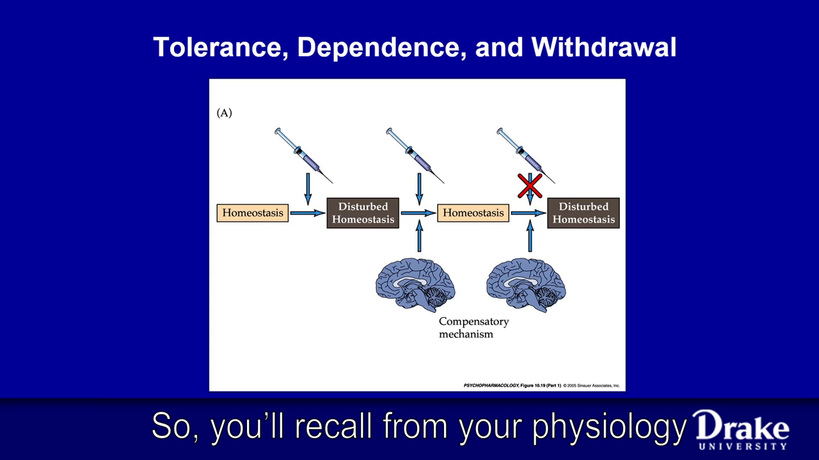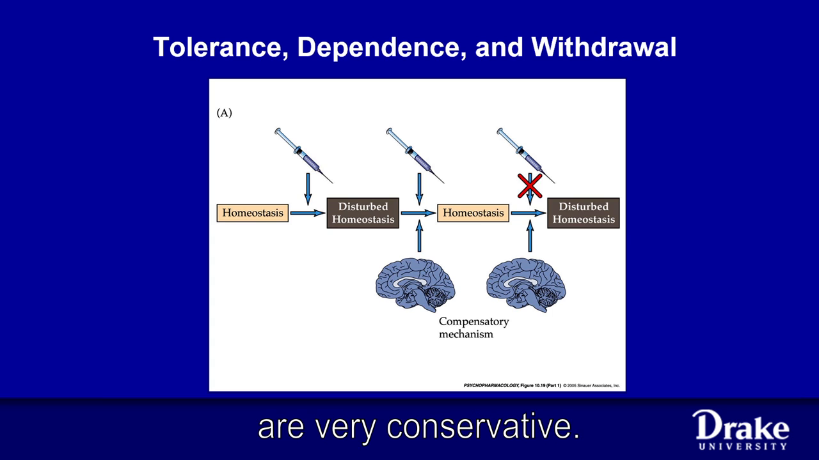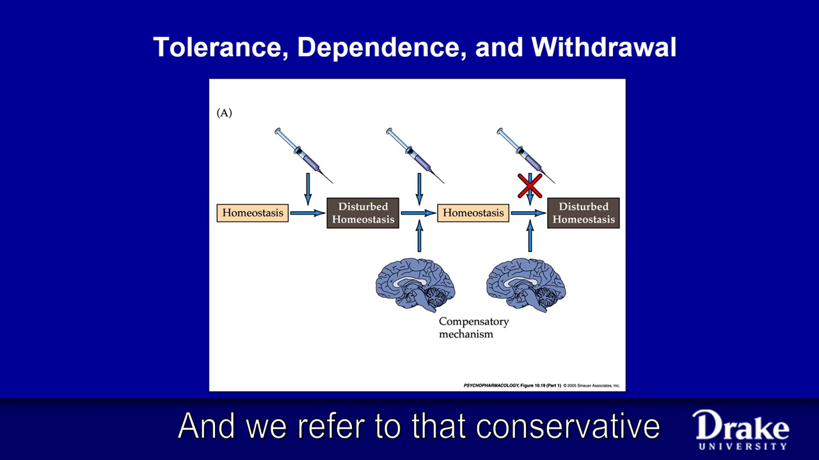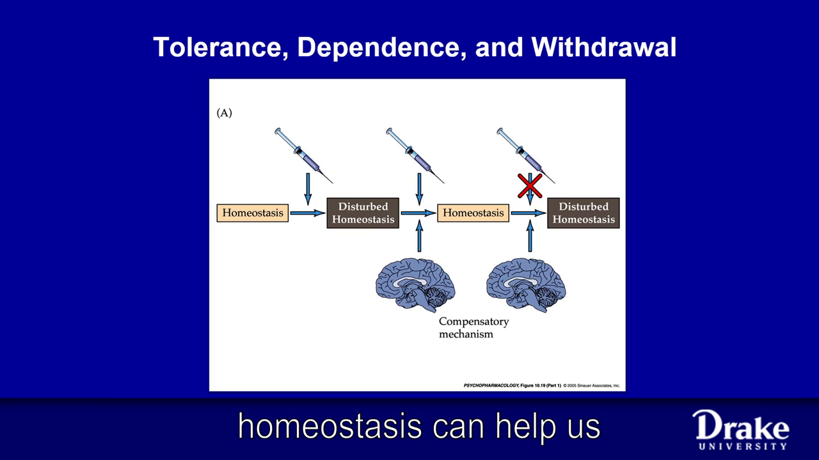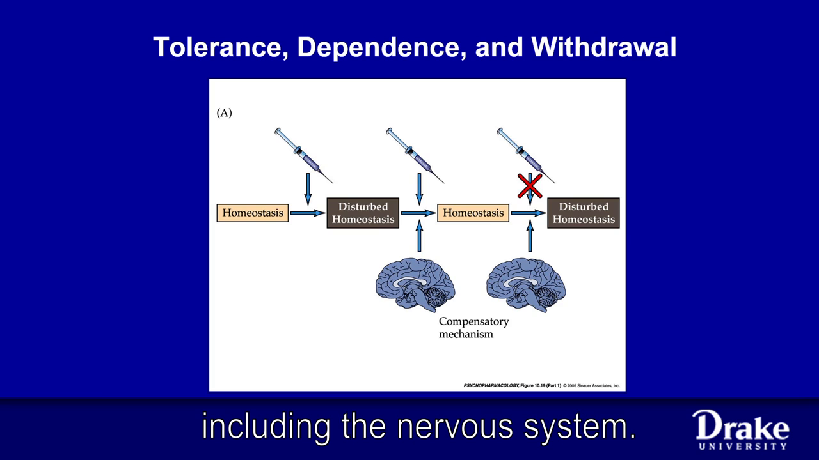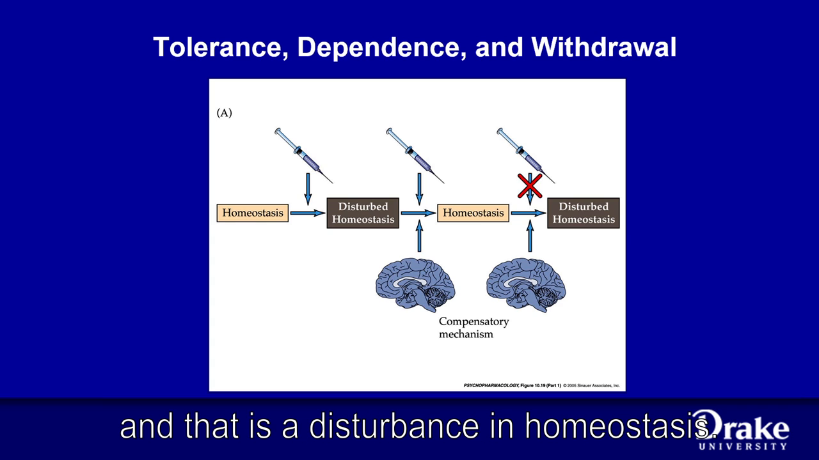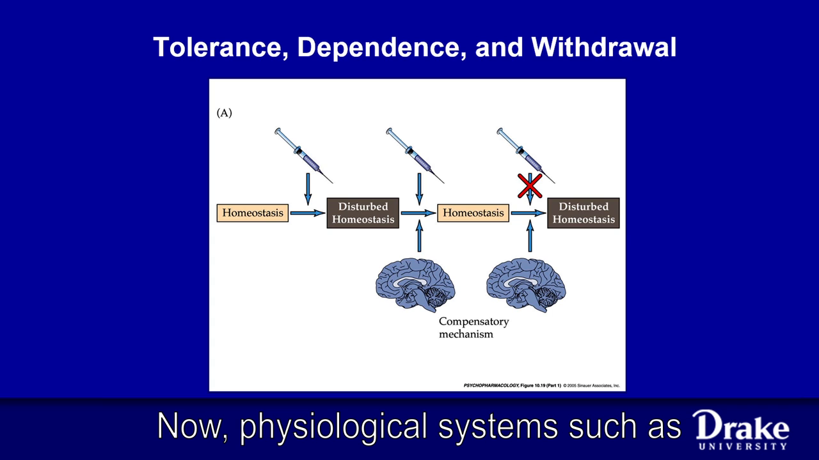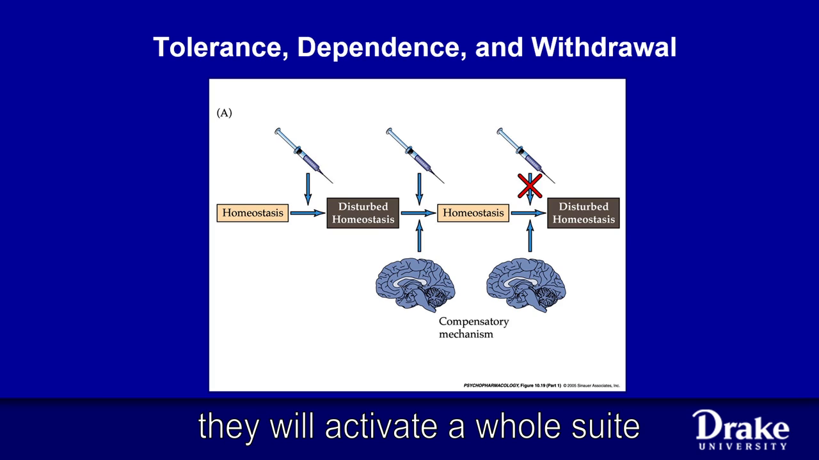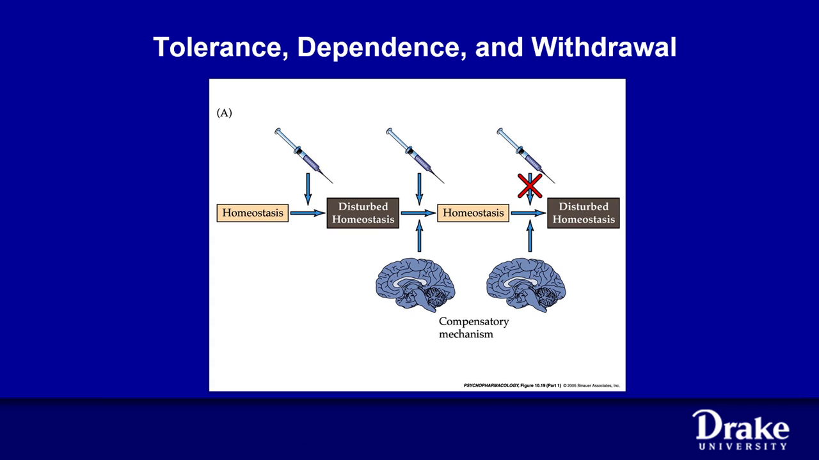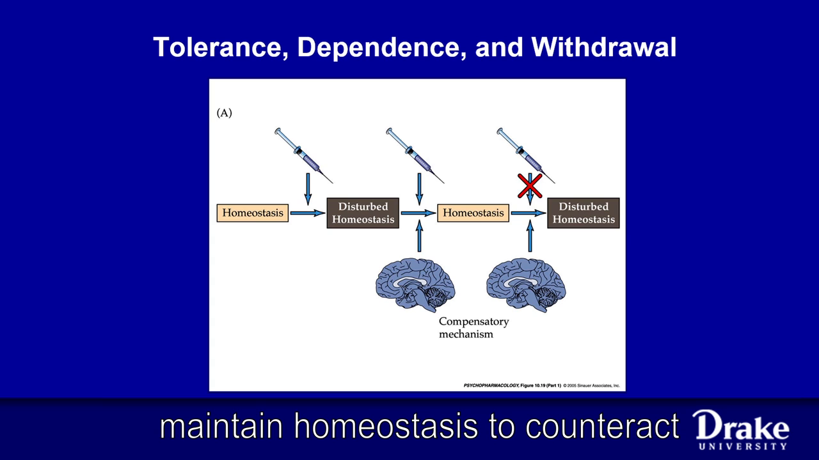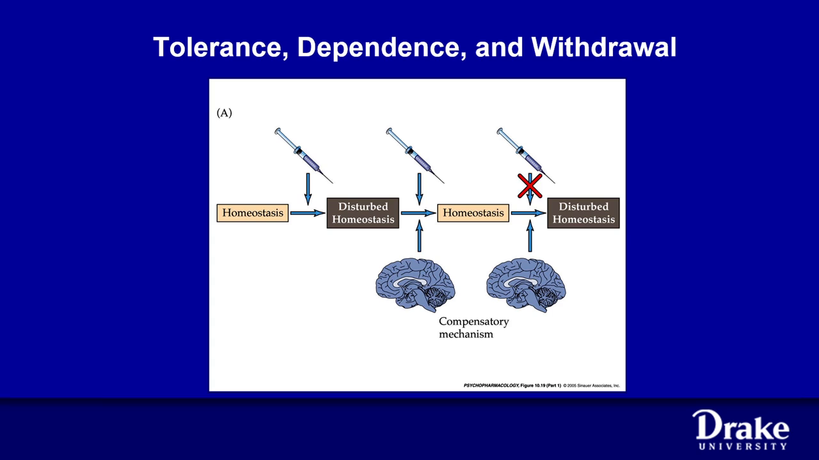So you'll recall from your physiology that physiological systems are very conservative, right? They don't like change. And we refer to that conservative nature in physiological systems as the maintenance of homeostasis. So this idea of homeostasis can help us understand a little bit about opioid abuse. So imagine a physiological system, including the nervous system. It's just moving along happily here in homeostasis, and then a drug is used, an opioid is used, and that is a disturbance in homeostasis. Now, physiological systems, such as the brain and nervous system, will activate a whole suite of counter-regulatory, compensatory mechanisms that work in the opposite direction of the drug in an attempt to maintain homeostasis, to counteract the physiological effects of that drug. And so this is tolerance.